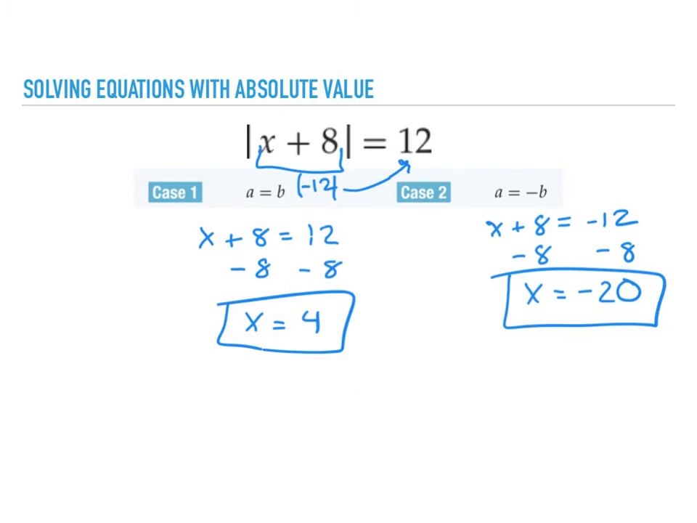So anytime when we're solving for x and we have absolute value signs, we need to split our equation into 2. Any questions here?